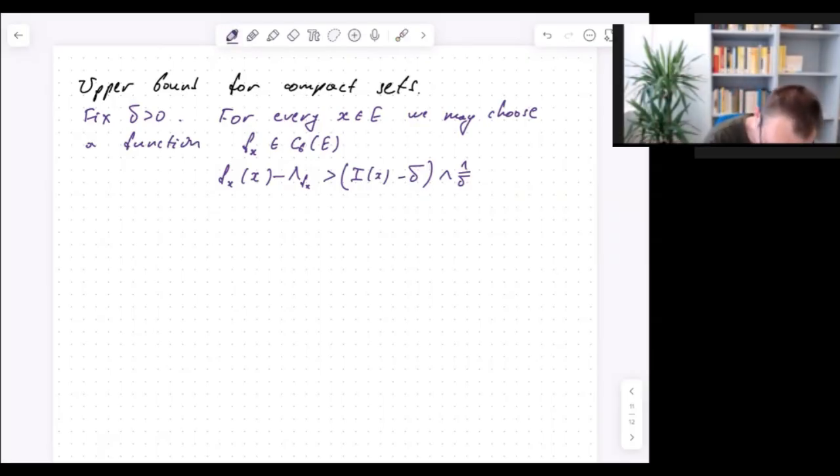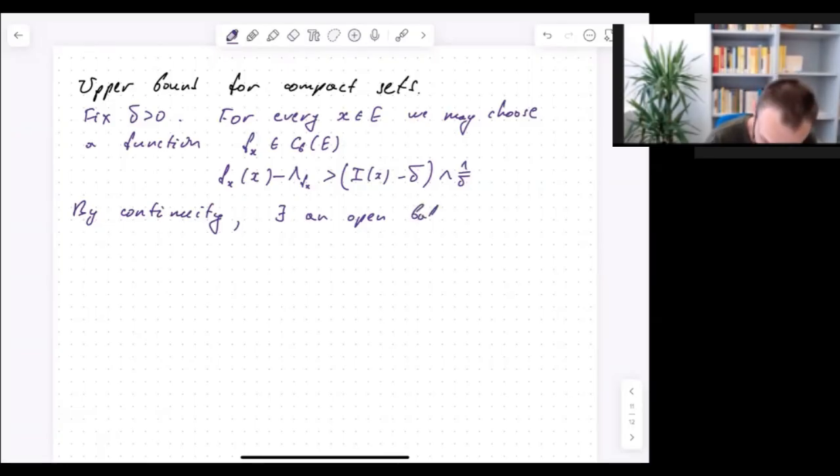Also, we recall that function f is a continuous function. So therefore, by continuity, there exists an open ball around the point x, because you see that you actually have the strong inequality. So when you consider some points around x, this inequality has to be preserved by the continuity. It is exactly what I want to write.